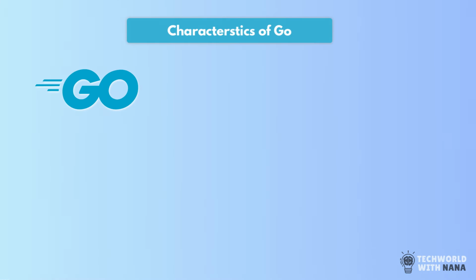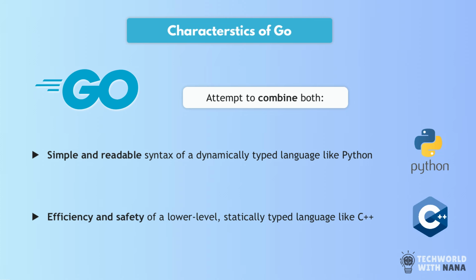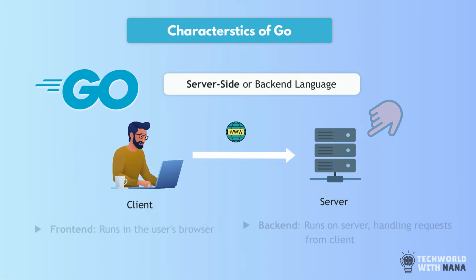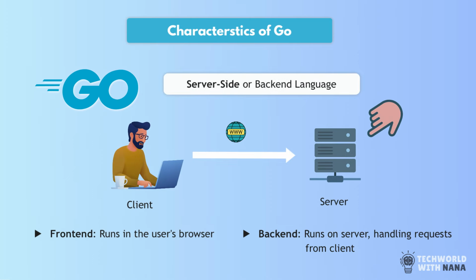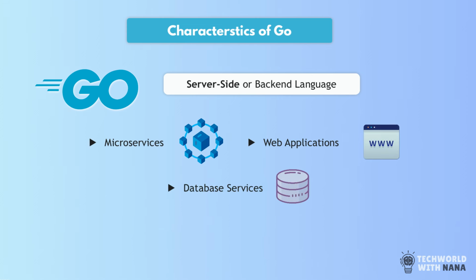For developing Go, they wanted to take the simplicity of syntax of a more high-level language like Python and the speed and efficiency of a lower-level language like C++. So you will see the combination of these things in Go. And I have to note that Go is used on the server side or the backend side of the applications. And these types of applications can range from microservices and web applications to database services and so on.